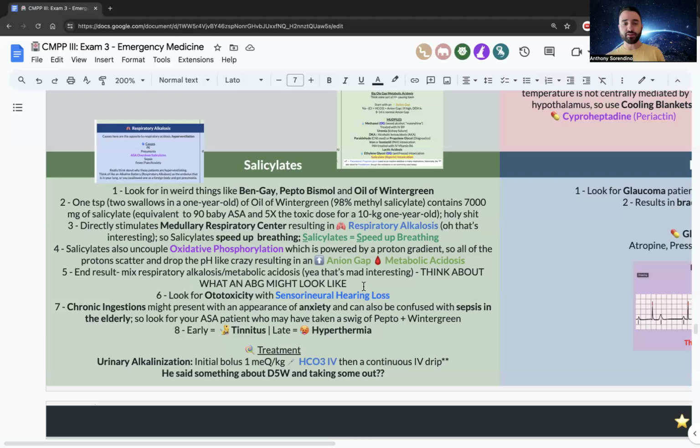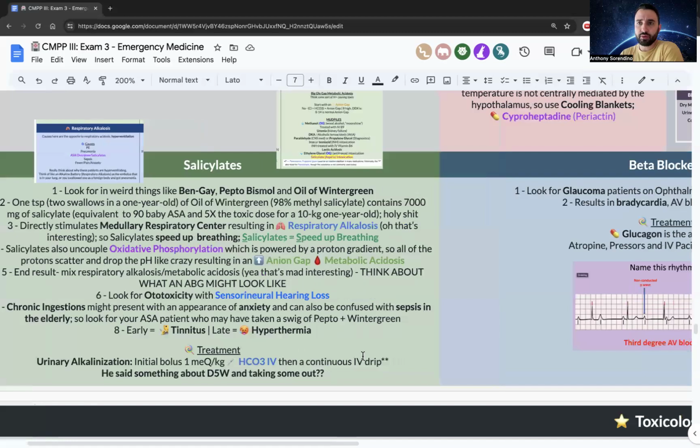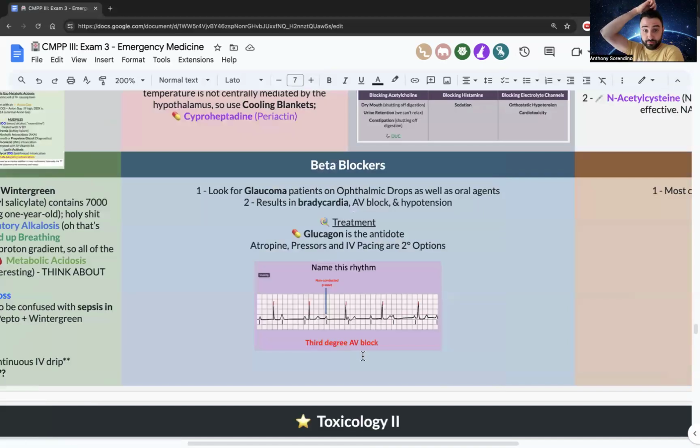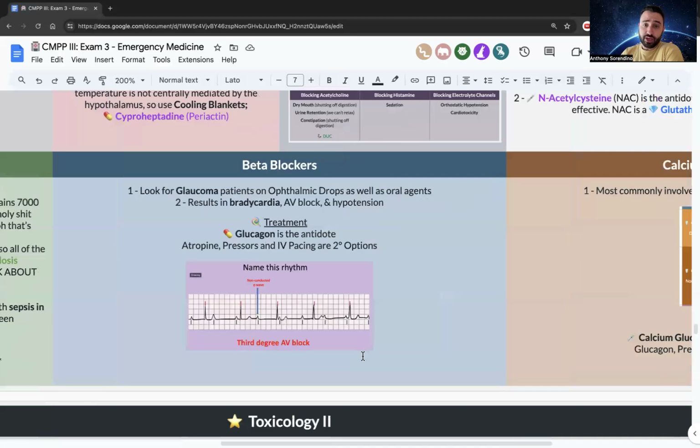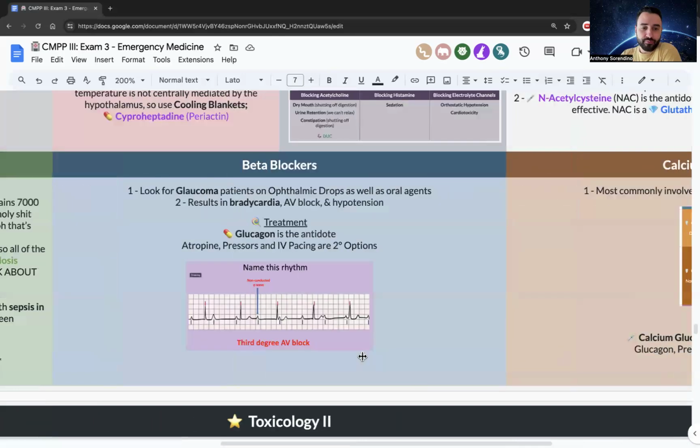The treatment for this, and salicylate, which is salicylic acid, this one makes sense. It's just going to be bicarb. So you give them an initial bolus, and then you keep them on a continuous IV drip. I don't think they're going to be good to go home for quite a while. Beta blockers, just know you give them glucagon. Calcium channel blockers, just know you give them calcium, or you can give them glucagon as well.